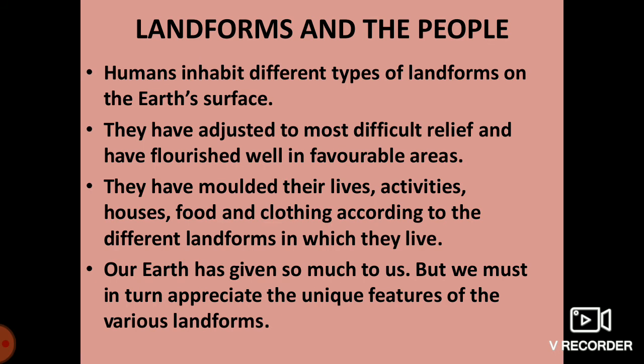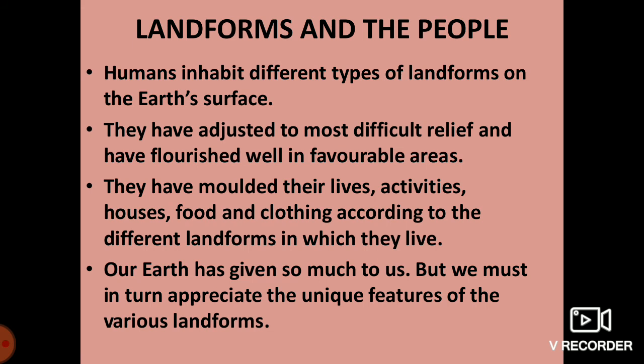Landforms and the people. Humans inhabit different types of landforms. Some live in mountains, some live in plain areas, some live in plateaus. So they have adjusted according to the relief features and favorable conditions of that area. They have molded their life. Somebody living in a mountain has adjusted accordingly, and somebody living in a plain has molded their activities, their houses, their food, their clothing according to that area only.